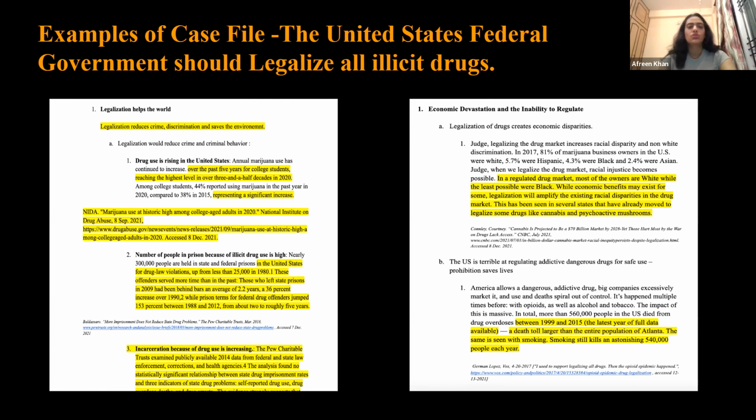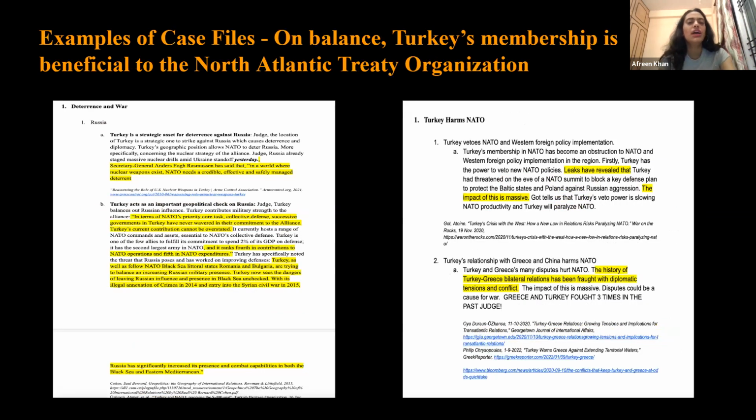I would take that as the example of the case file. This particular topic was: on balance, Turkey's membership is beneficial to the North Atlantic Treaty Organization. So the first contention is deterrence and war, as to why there's going to be deterrence and war when it comes to Turkey. So, how Turkey is strategically against Russia.